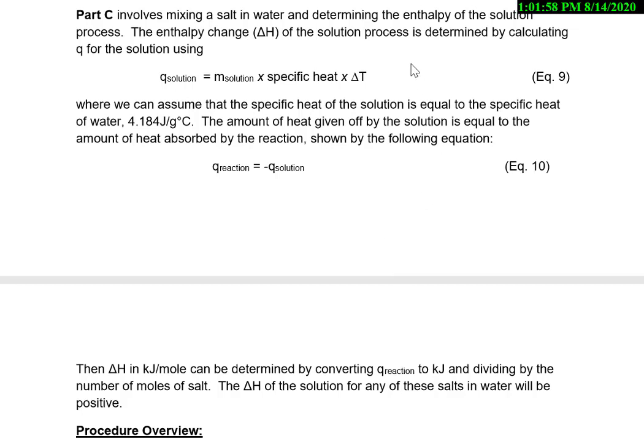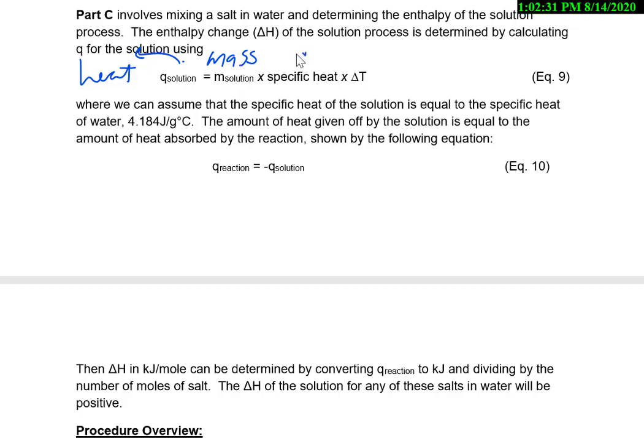You'll notice all throughout the lab manual that we see the same equation over and over again. Q equals M times specific heat times delta T. So Q is always our heat. So it's how much heat is being transferred. M is going to be your mass. That may be of the metal, of the water, of the solution. We'll see all of those different options.